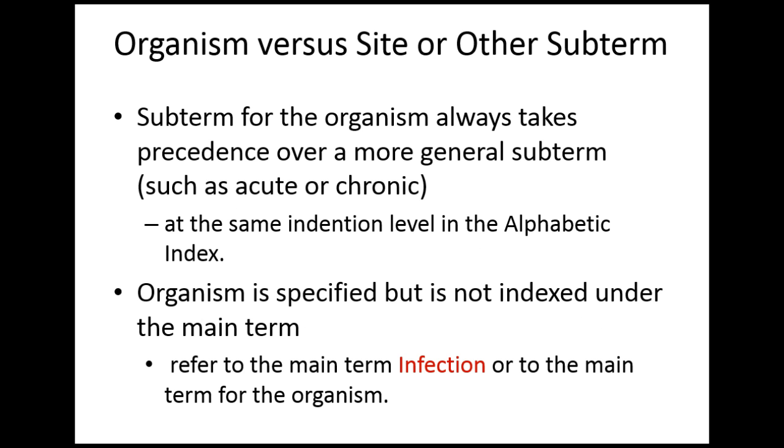When the main term for the condition has been located in the alphabetical index, a subterm for the organism always takes precedence over a more general term, such as acute or chronic, when both of these terms occur at the same indentation in the alphabetical index. When the organism is specified but is not indexed under the main term for that condition, you should refer to the main term infection or go to the main term for the condition.